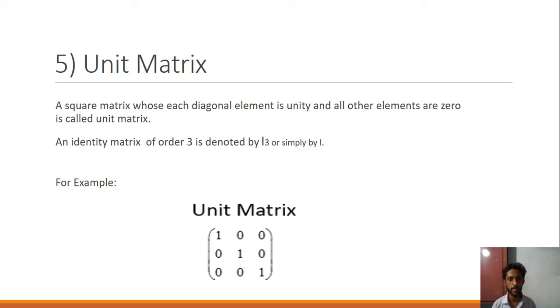It is also called the identity matrix. Identity matrix and unit matrix both are the same. So an identity matrix of order 3 is denoted by I3, or simply we can say by I. So here is an example of a unit matrix. Now you can see that it is a square matrix and it is a unit matrix, and it is also an identity matrix.